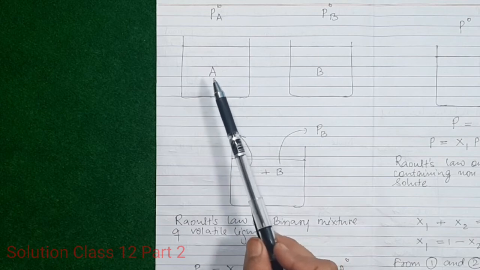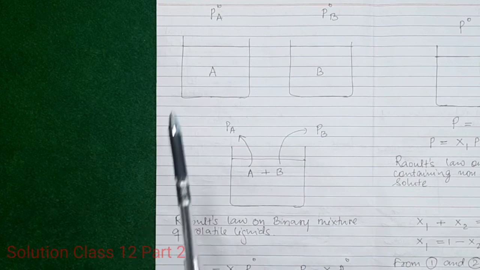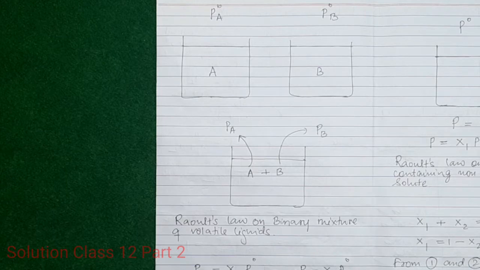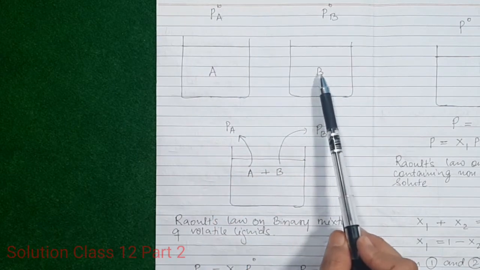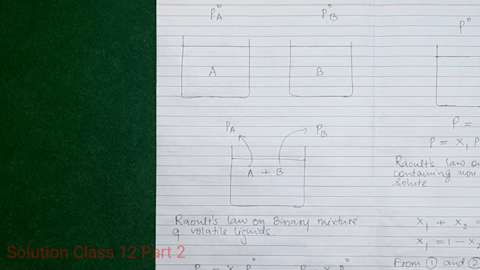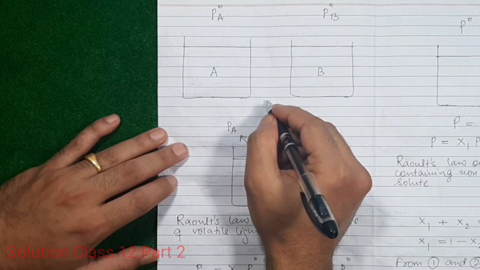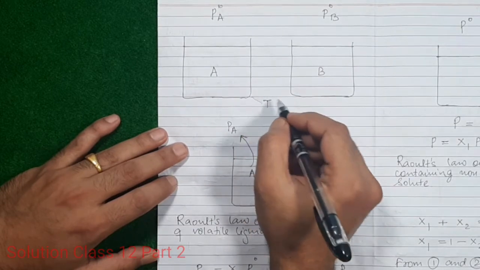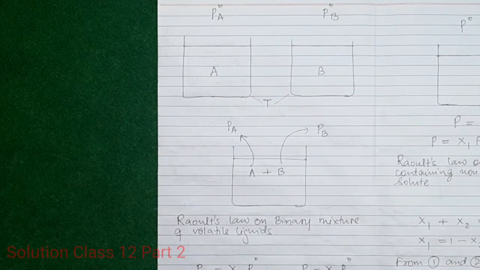In pure state, the vapor pressure of any liquid is written as P degree. Whenever you see that degree assigned to the symbol of vapor pressure P, you should understand that it refers to the vapor pressure of the pure liquid. So this is pure A, its vapor pressure is P degree A, and this is pure B, its vapor pressure is P degree B. Now let us assume that both these liquids are maintained at the same temperature. I don't want temperature to affect their vapor pressure.